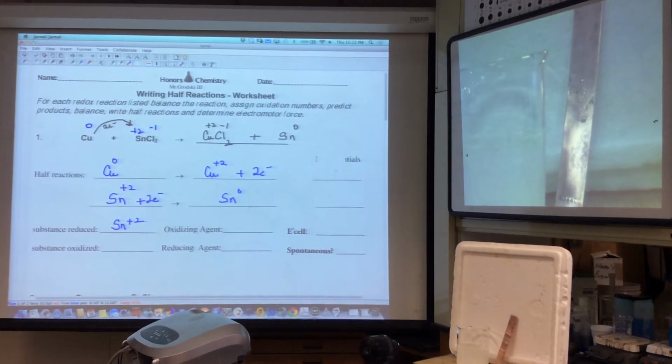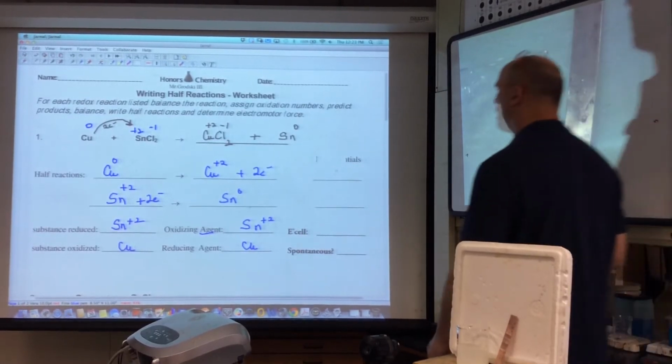Okay, agents. Who is the oxidizing agent? Here, with agent, think opposite. The tin plus 2. If I am the oxidizing agent, I myself get reduced. Who's the reducing agent? Okay, this is everything we've done so far.